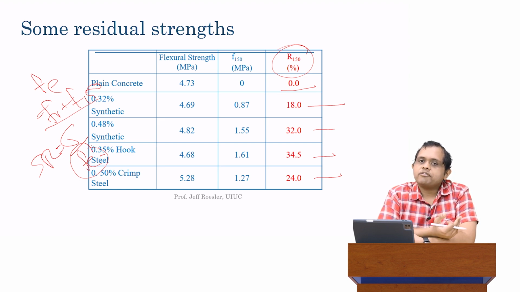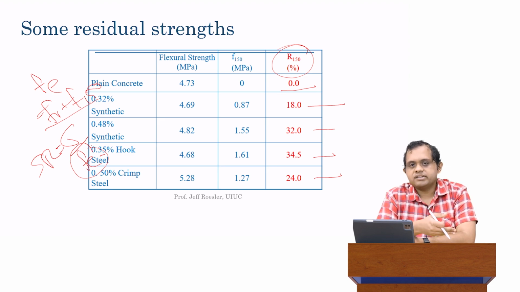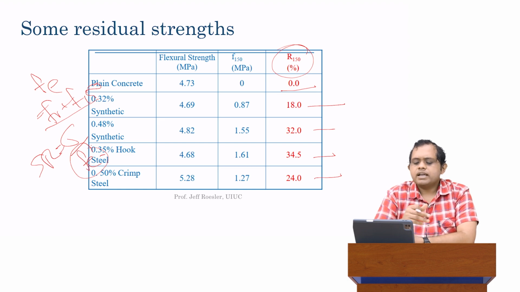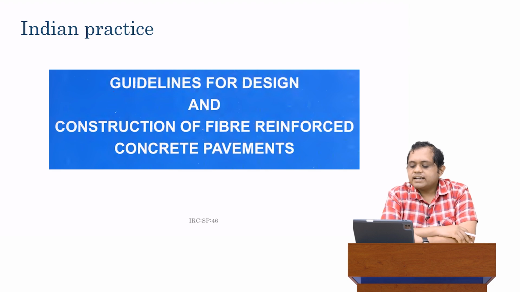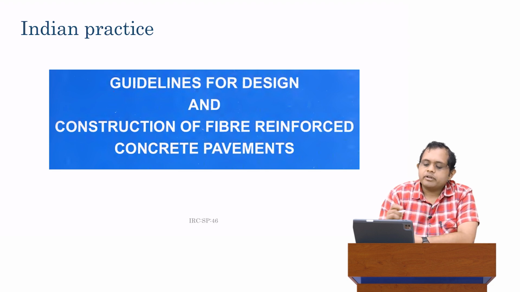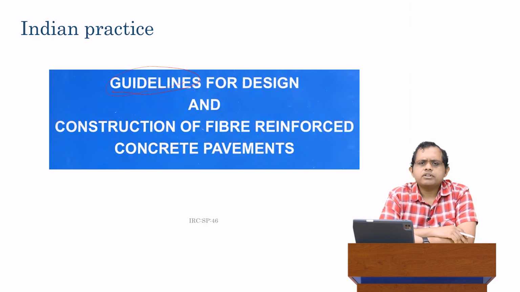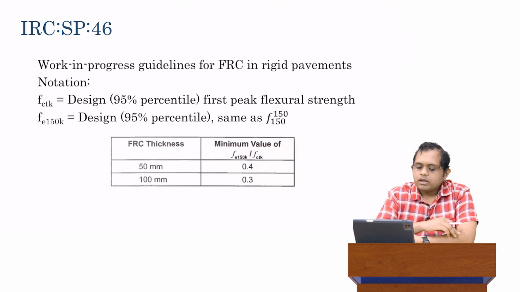We could still use FRC and assume that this doesn't exist and do FRC design exactly as PCC design. That would be excessively conservative. You are really underestimating the strength of the material by something around 15 to 40%. So IRC SP 46, which I had previously talked about, these are guidelines for design and construction of fiber reinforced concrete pavements. These are guidelines. It's not fully a legally enforceable code, but in the near future, it might become one.